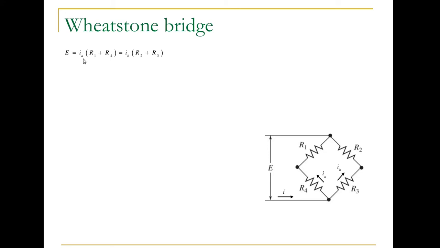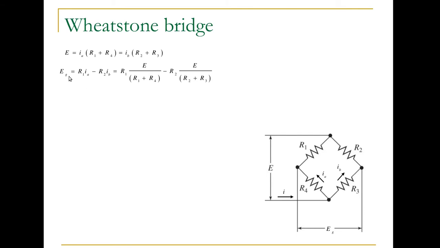So E is equal to current IA times the sum of these resistances, and it's also the same as current IB times the sum of these resistances. And on the other diagonal, we're going to measure voltage, and that's E sub G. And we know that E sub G is the difference between this voltage here and this voltage here. So that's IA times R1 minus IB times R2. Now we can substitute in these values up here for IA and IB to get this expression for the voltage that we expect in terms of the resistances and the applied voltage E.